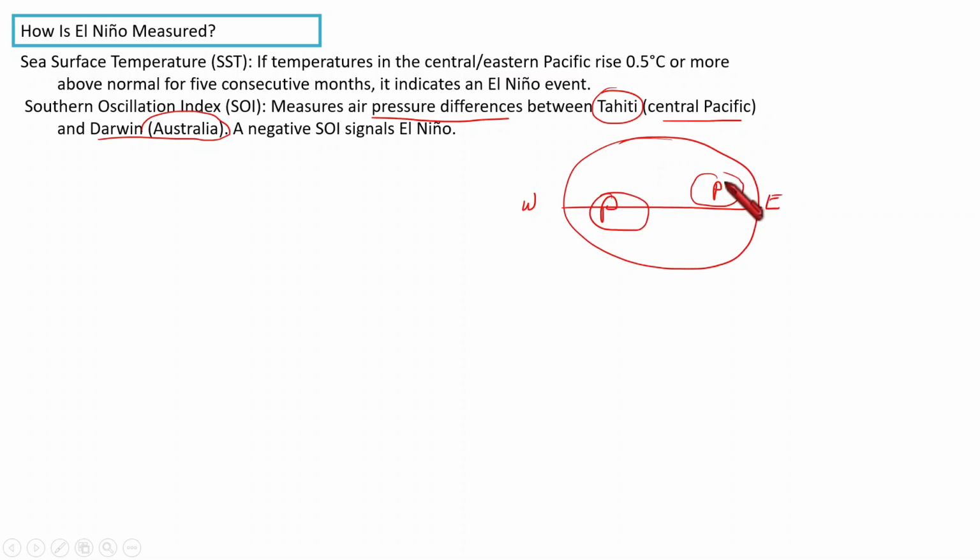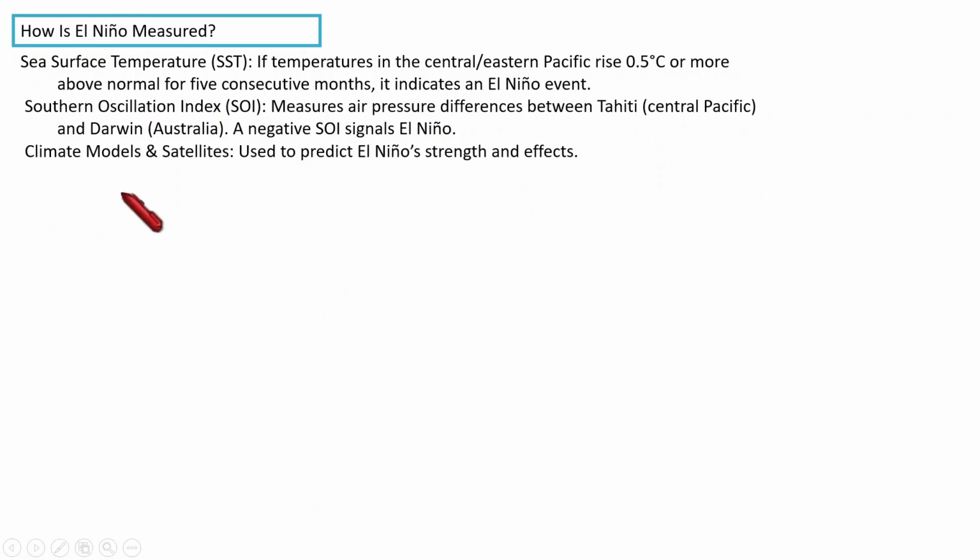So the difference from this pressure to this pressure will always give a negative value. The sign of that value indicates whether it is El Nino or La Nina. If it is a negative value, it clearly shows that it is an El Nino effect. So in that way we can understand. Then also by using climatic models and satellites we can predict whether El Nino is happening someplace, and its strength, all those things we can understand.